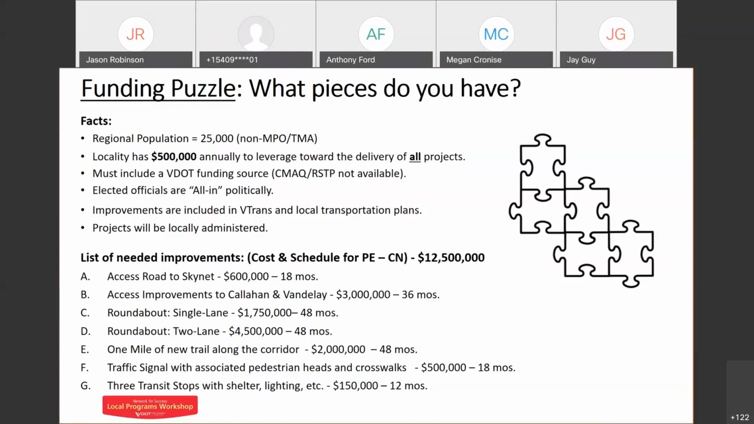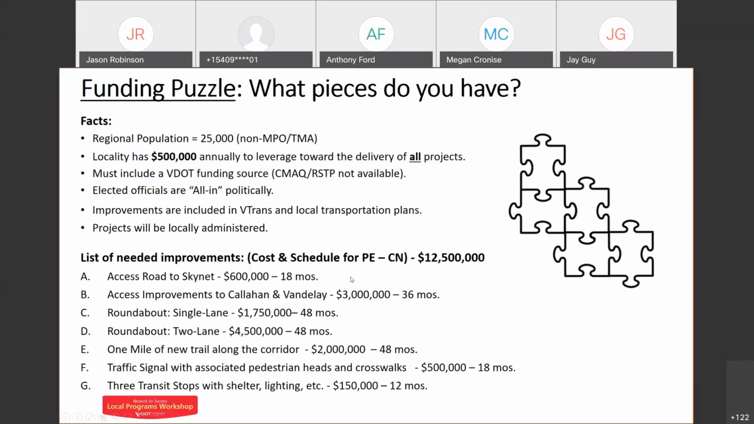If you're an engineer watching this, buy into the fact that the improvements are already studied and that's what we need to do. This is a funding exercise, not an engineering exercise. Improvements are included in VTrans, and they're all in the local transportation plan. So everything's going to be eligible for everything. That's the assumption we're going to throw over top of this. Everything's going to be locally administered.